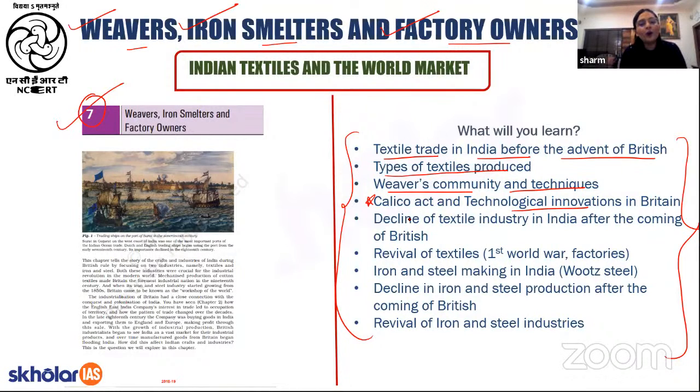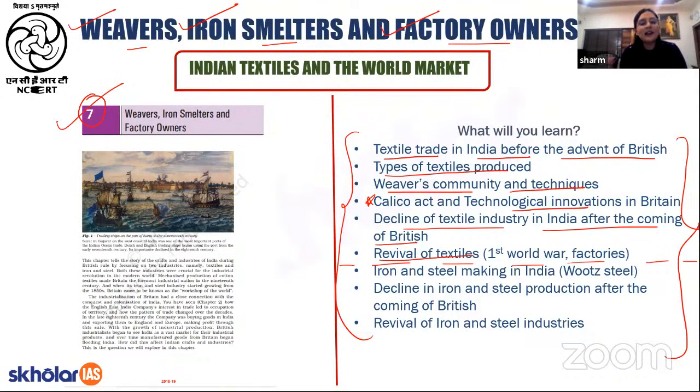Then, students, we are going to talk about the decline of the textile industry in India after the coming of the British, and finally the revival of textiles in India, particularly after the First World War. So, students, this sums up the first part of your chapter. Till here, we are going to talk about the textiles. Then starts the next part of this chapter, which pertains to the iron and steel industries in our country.